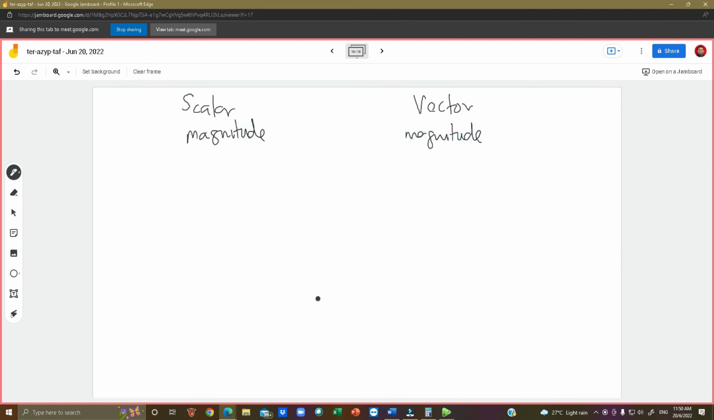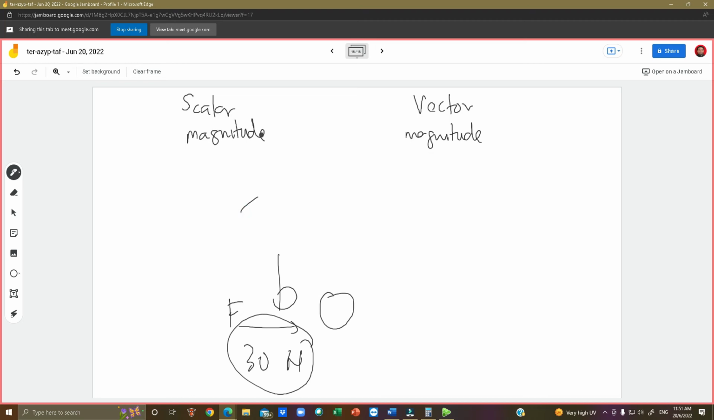Magnitude. Kita ada satu bola. Kita sepak. Okay. 30 Newton. This is magnitude. Berapa kuat? How much force inflicted? 100 Newton. That is the magnitude. 200 Newton, 2000 Newton, 8 Newton. How much is answered by magnitude. Number 2. Dia ni tak ada. Vector has direction.